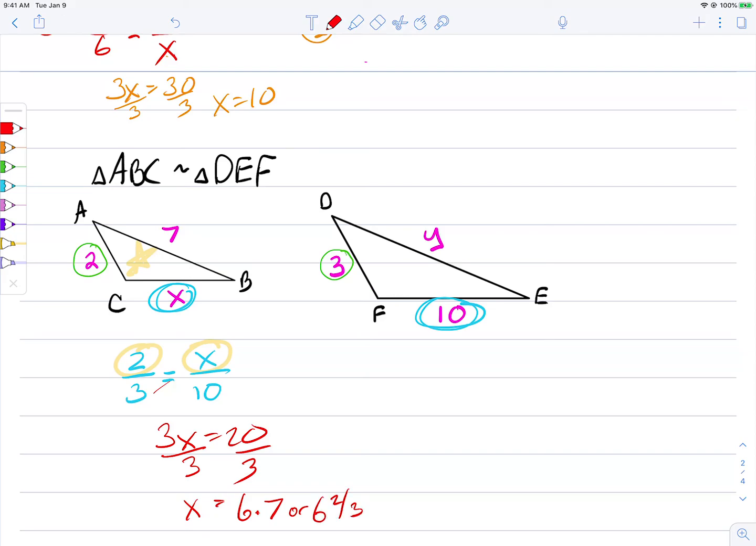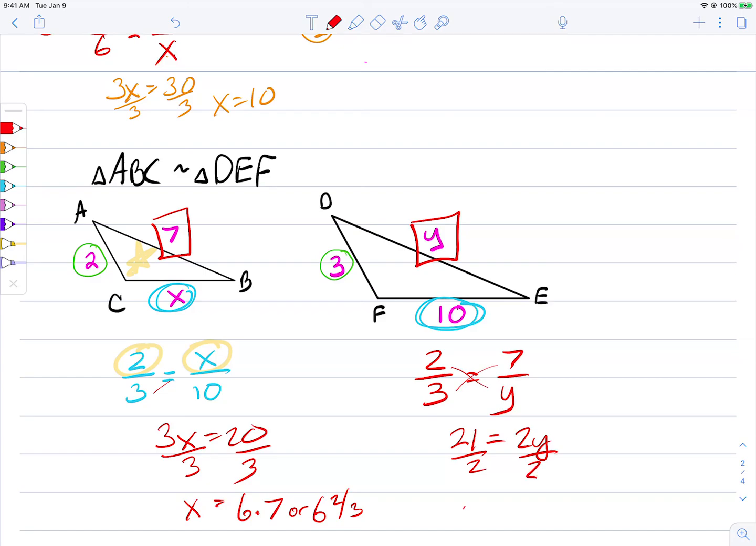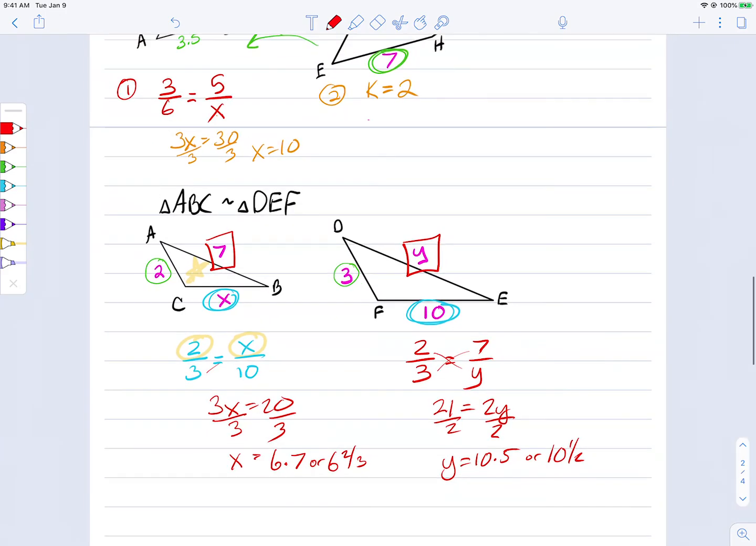So say we wanted to find y. I'm going to start off with my same ratio of 2 over 3, because that's my side AC to DF. But now I'm trying to find y, and that corresponds with this side, which is 7, so equals 7 over y. So again, I'm going to cross multiply. 7 times 3 is 21. 2 times y is 2y. If I divide both sides by 2, y is going to equal 10.5, or you could have left it as 21 over 2.